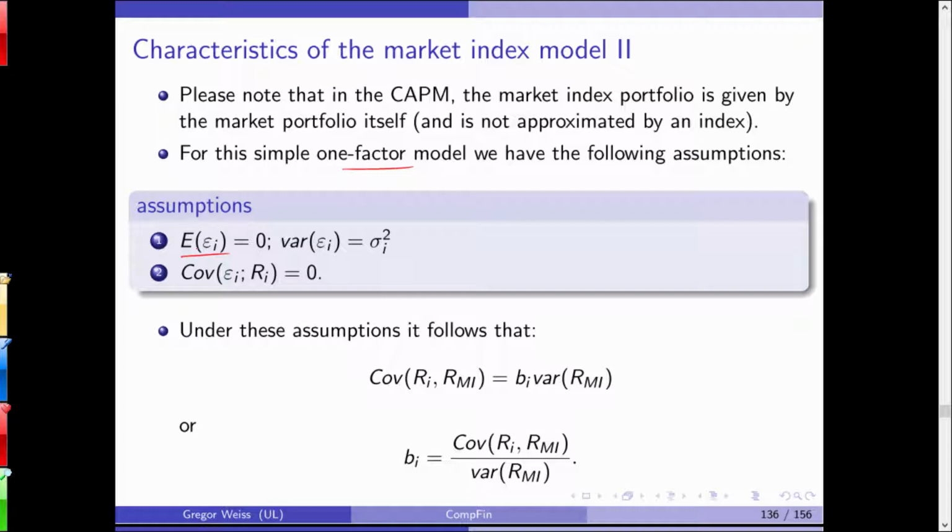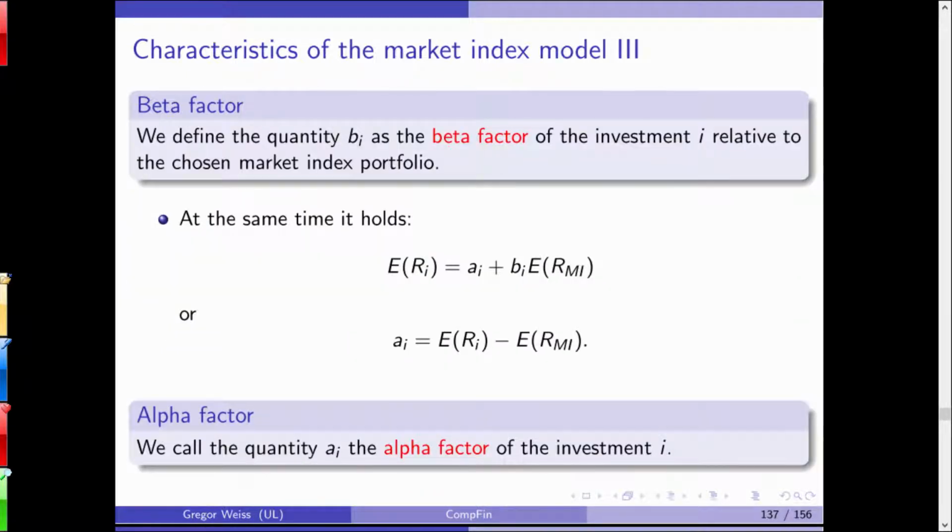Under these simple assumptions, it follows that the covariance between the return on the ith individual stock and the market return is Bi times the variance of the market return, or Bi, the estimate for beta, is covariance divided by variance. And this is how we usually estimate the beta factor, the stock's beta. Covariance with the market divided by the variance of the market. So this is the beta factor of the investment i. The beta factor measures the sensitivity of the ith individual security's return to the return on the market portfolio. So if the market goes up or down, the beta factor governs by how much the return on the individual stock will also go up or down.